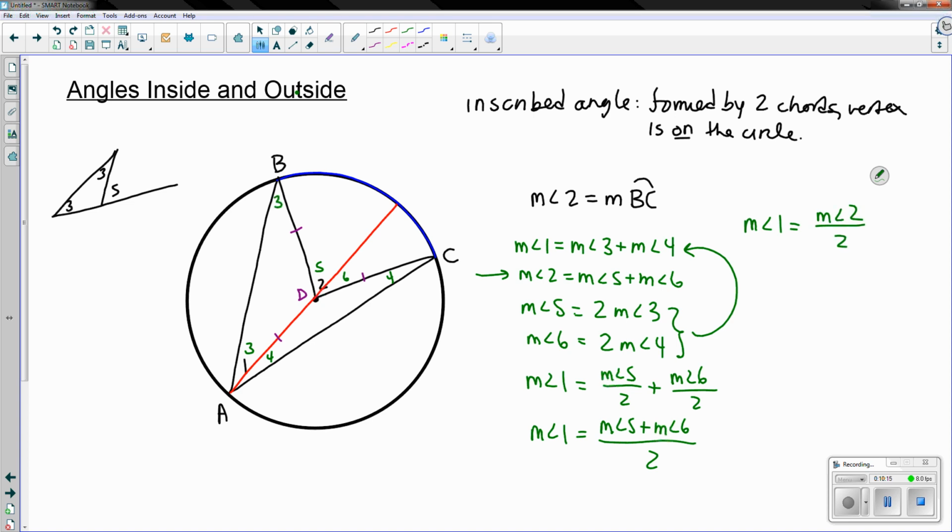And our goal is to figure out how does the measure of angle 1 relate to its intercepted arc BC? Well, the measure of angle 2 is equal to the measure of arc BC. So we can say the measure of angle 1 should be equal to half the measure of arc BC. And there is your proof as to why an inscribed angle is half the measure of its intercepted arc. So that's what we're going to take away from this whole thing.